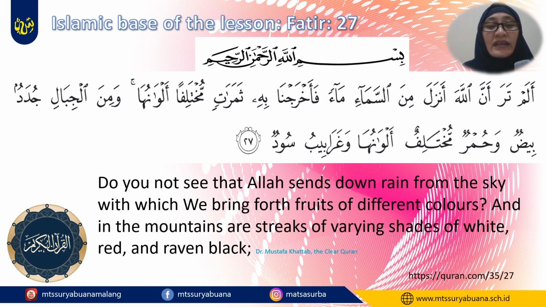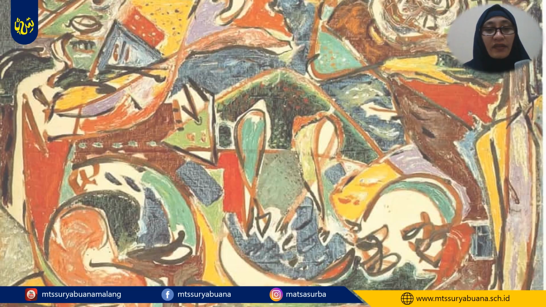Do you not see that Allah sends down rain from the sky, with which we bring forth fruits of different colors? And in the mountains are the streaks of varying shades of white, red, and raven black.